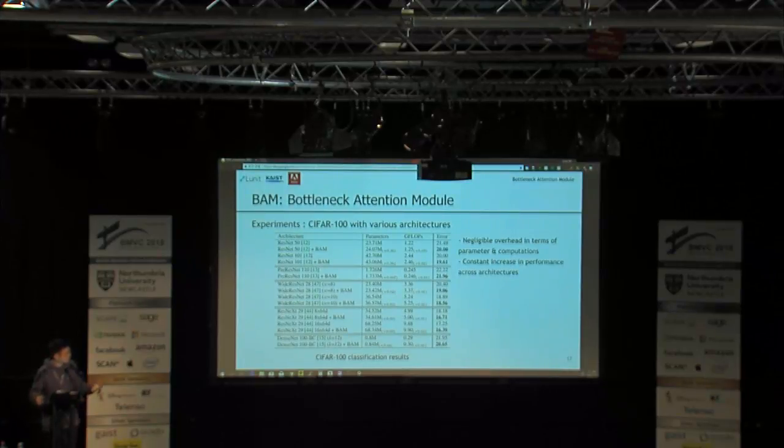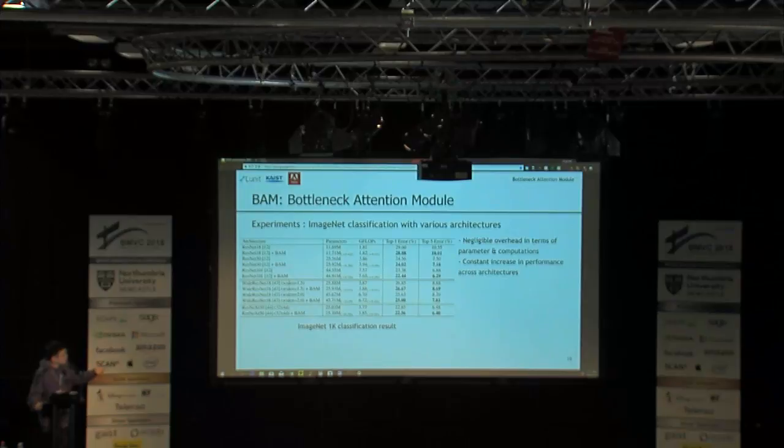But CIFAR 100 is very small, so we tried on ImageNet. In ImageNet, the overhead is still very small. It's like 1% or 2%, and there are also clear improvements in performance in every architecture we tried. You see that BAM gets higher performance with negligible overhead. And we thought it can be very useful in mobile-oriented settings.